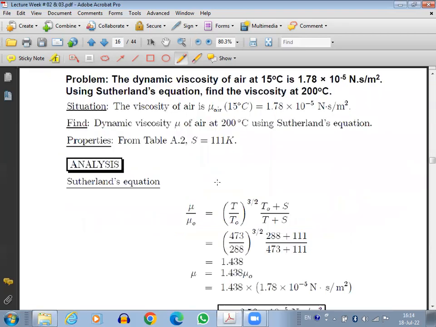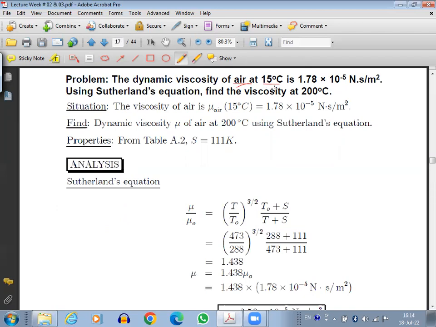So there is a simple problem. The dynamic viscosity of air at 15 degrees is 1.78 times 10 to the power minus 5 newton second per meter square. Using Sutherland's equation, find the viscosity at 200 degrees centigrade. We are talking about air. Air is a gas, so even if it is not written, you should know that you have to use the Sutherland equation, because air is a gas.